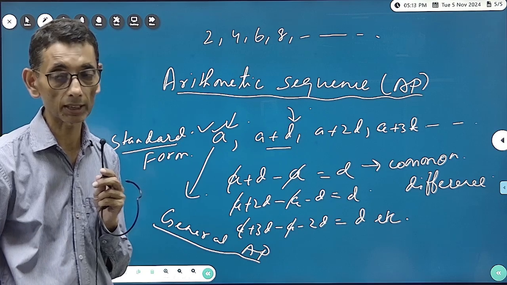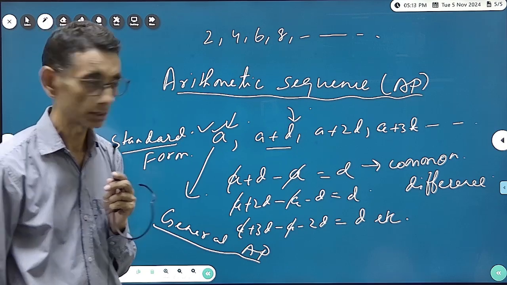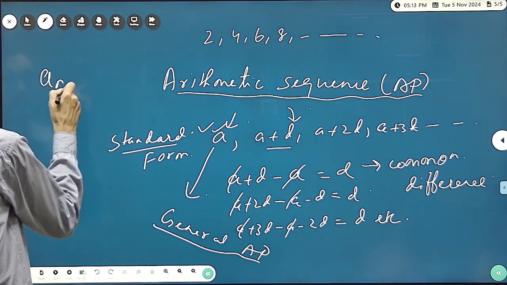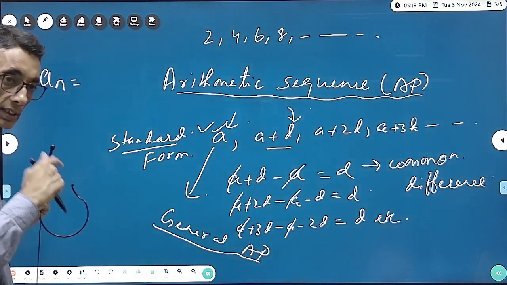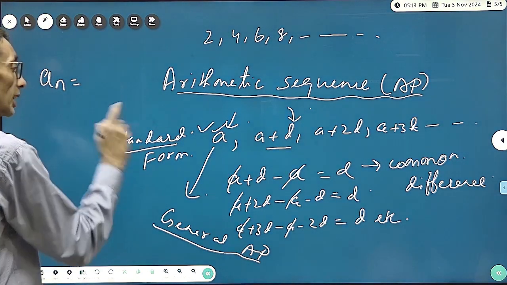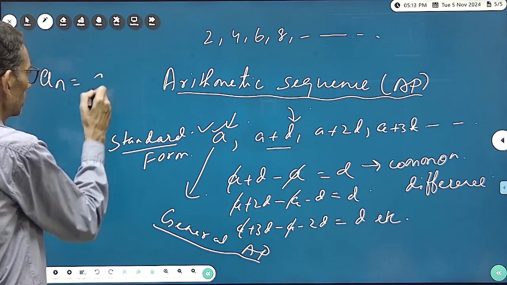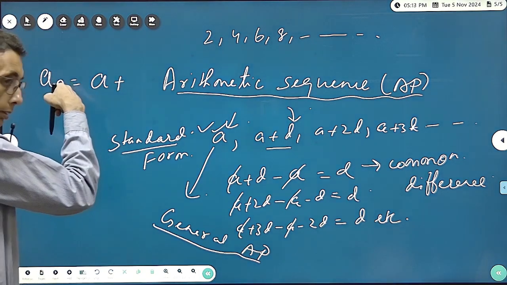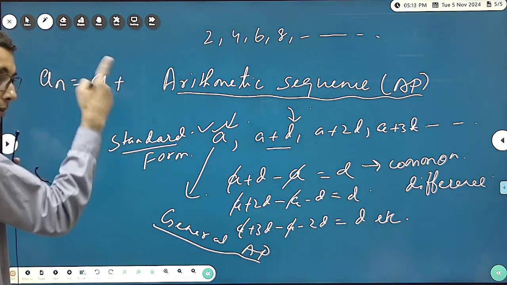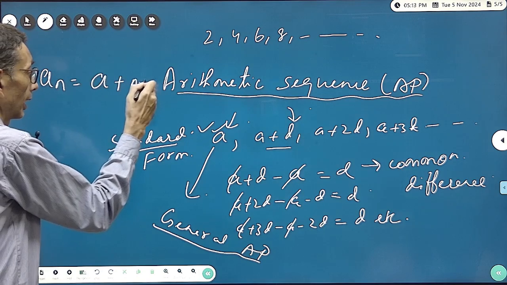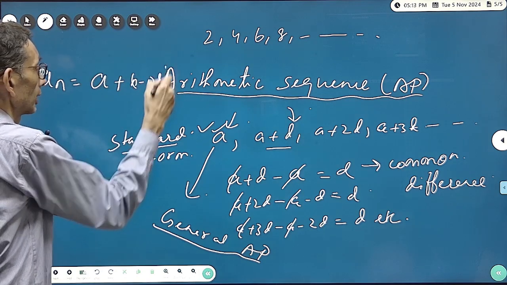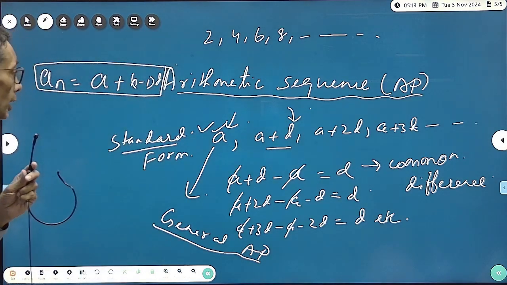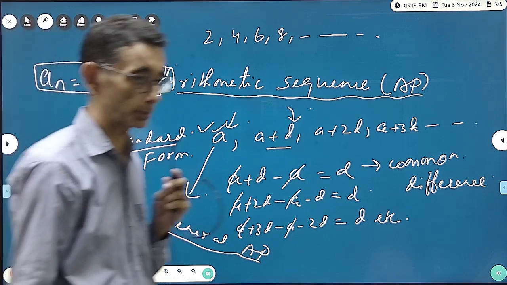Then the nth term will have n minus 1 d's. So the nth term is very simple. We write the nth term symbol as an. There is a, and the number of d's will be 1 less than n, so it will be n minus 1 times d. It is a very important formula, just note it down. an is equal to a plus n minus 1 into d. That's the formula for the nth term.